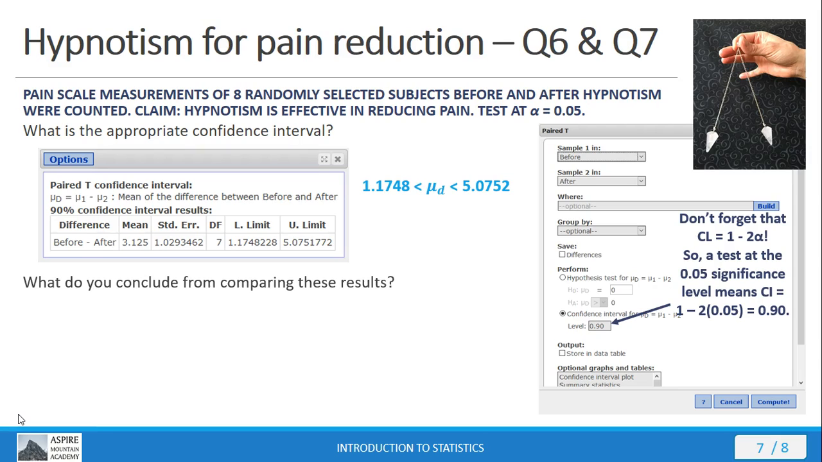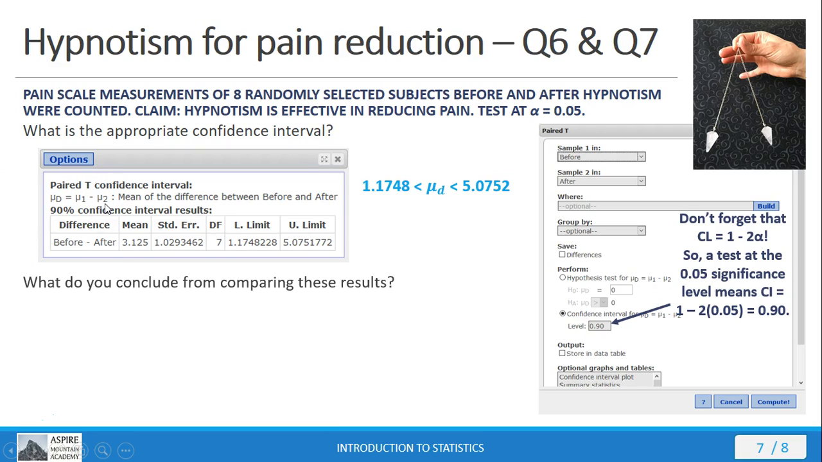The key thing you want to look at when looking at your results to make a conclusion is, is 0 inside or outside the confidence interval? Here 0 is outside the confidence interval. In fact, 0 is on the left side of our confidence interval. That means that all the values in the confidence interval are going to be greater than 0. And that means that mu1 is always going to be greater than mu2.